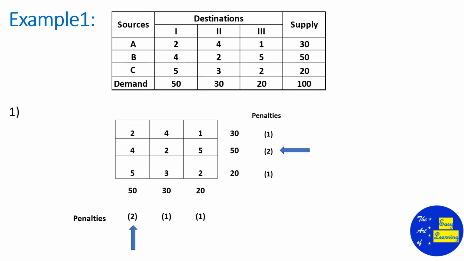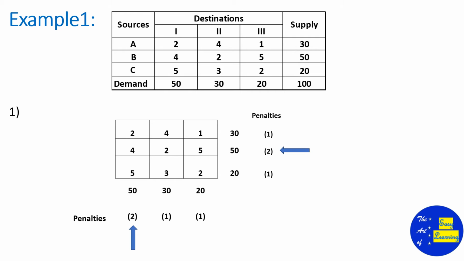See here, the second row penalty is 2 and the first column penalty is also 2. So there is a tie. So in the first column, what is the least value? That is 2. Coming to the second row, what is the least value? That is also 2. So same values. Again a tie.